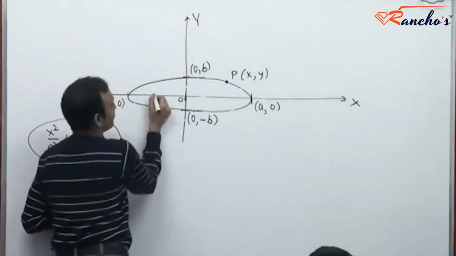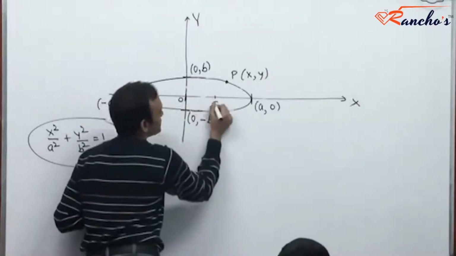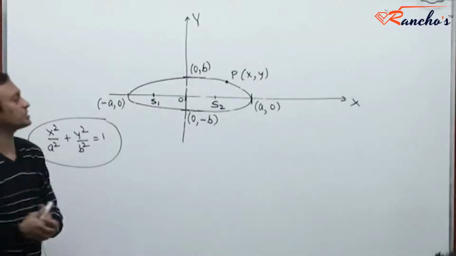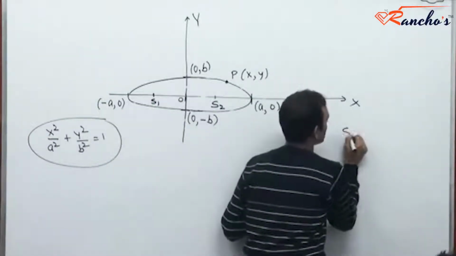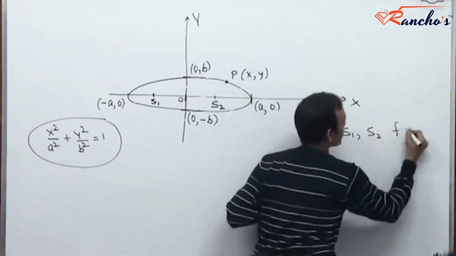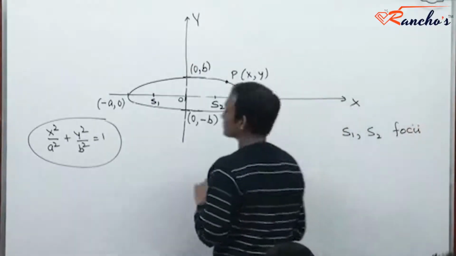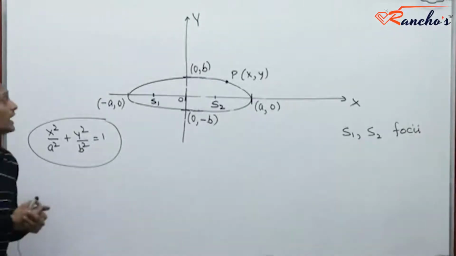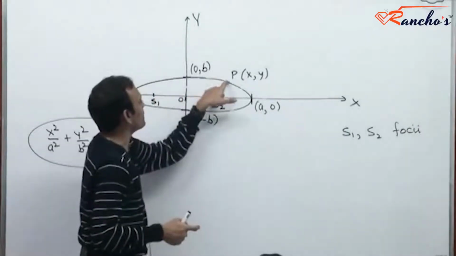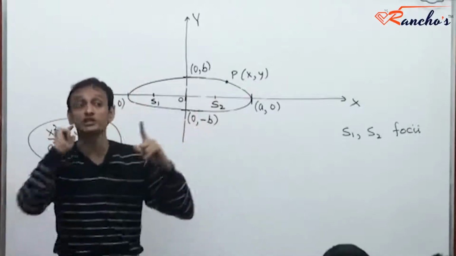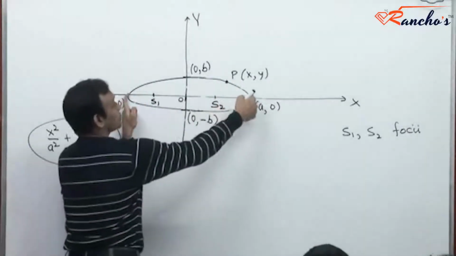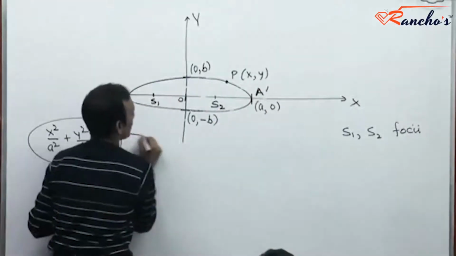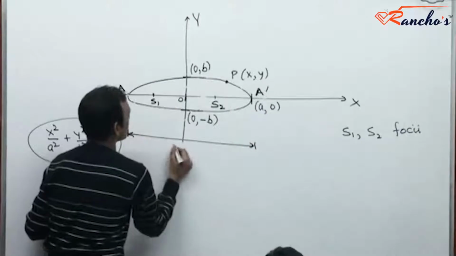The two fixed points S1 and S2, which are fundamental traits of this entity, are called the foci of the ellipse. S1 and S2 are the two foci of the ellipse. And the sum of the distances of P from S1 and S2 will always be a constant, equal to this length, which is 2a. This length is AA prime, let's say. AA prime is 2a, as you can see.